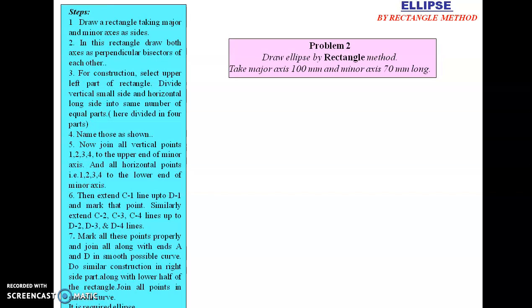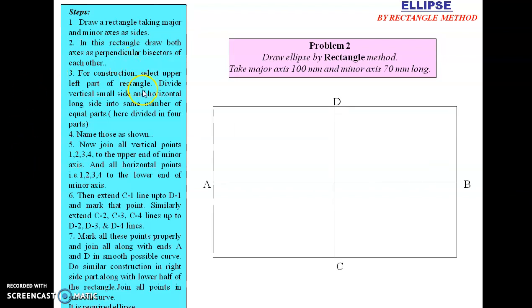Now the first step is to draw a rectangle by using the major axis and minor axis as sides. As sides you have to draw a rectangle, so draw a rectangle of 100 by 70 mm. This is the rectangle I have drawn, 100 by 70 mm. First step is to draw a rectangle taking major axis and minor axis as sides.